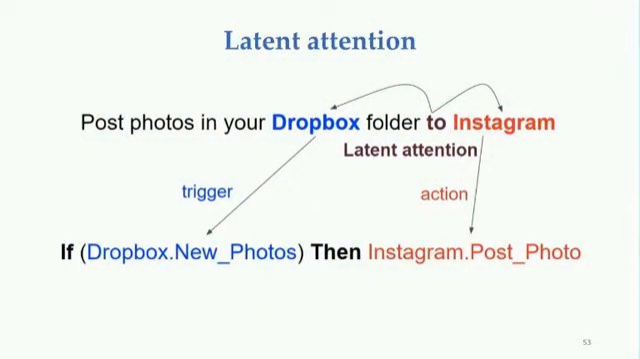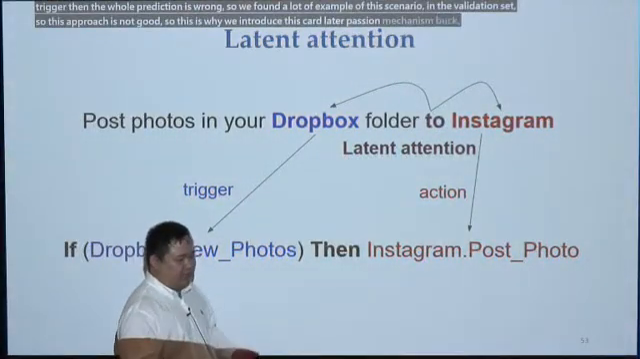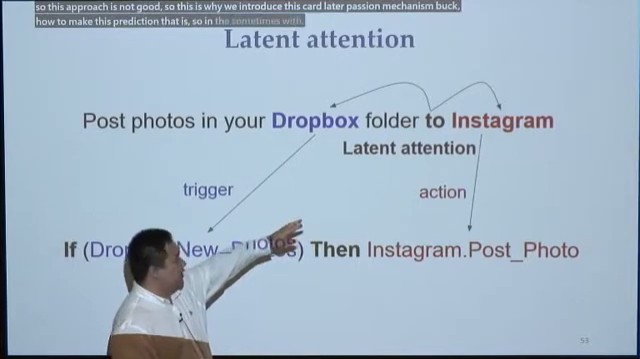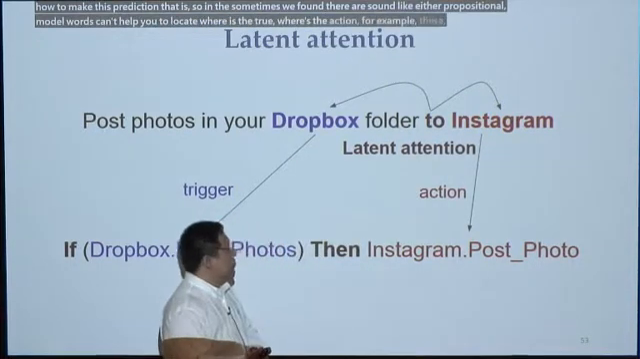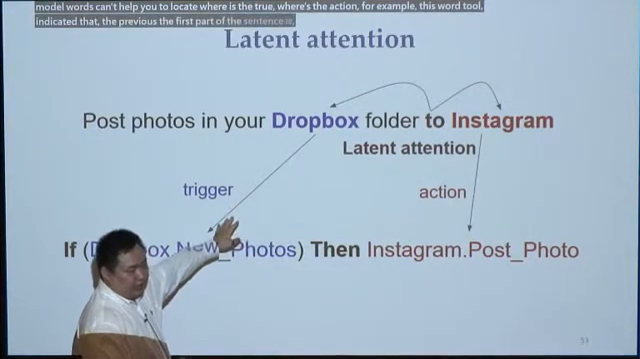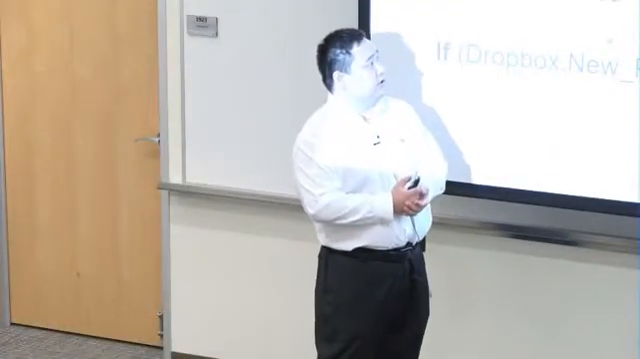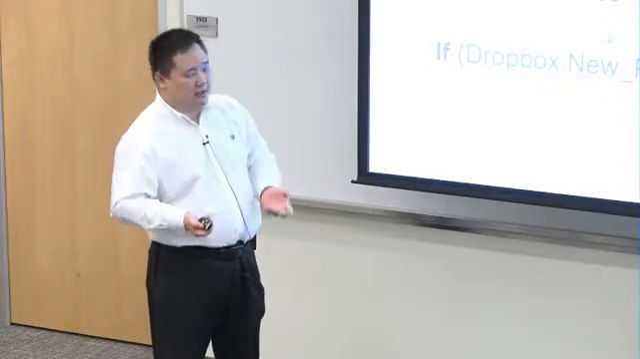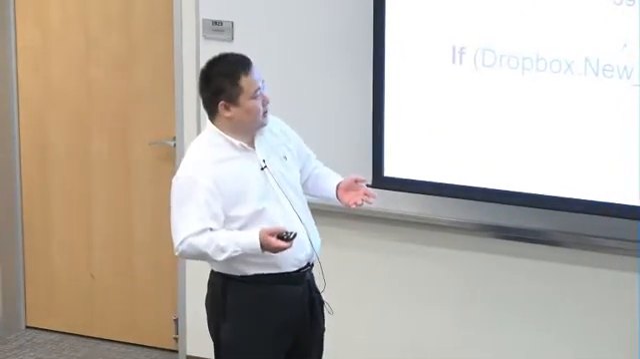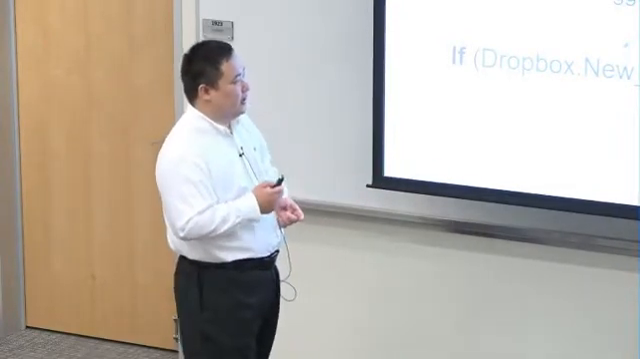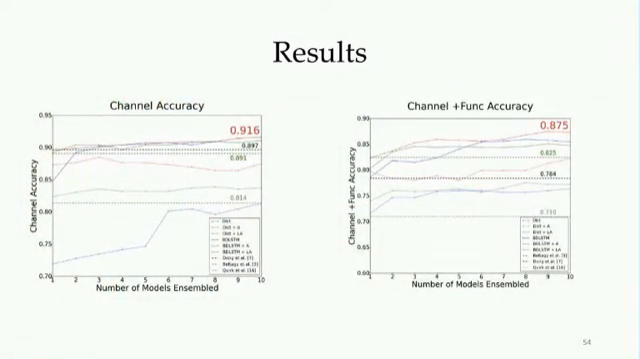This is why we introduced a so-called latent attention mechanism to help make this prediction. In the sentence, we found there are some words, like prepositions, that help you locate where the trigger is and where the action is. For example, the word "to" indicates that the first part of the sentence is more related to the trigger, and the second part is more related to the action. In this way, we can build a latent attention architecture, which puts attention first on the keyword, and then based on this keyword, we decide how to put attention when we predict trigger and actions. We observe that our approach can achieve state-of-the-art performance on different kinds of tasks, where on the left-hand side we only predict the channel, and on the right-hand side we predict both the channel and function.